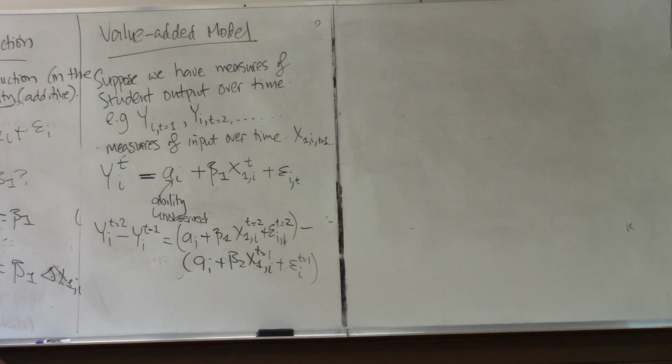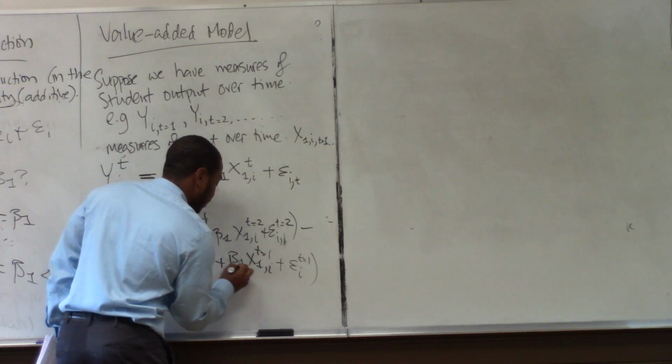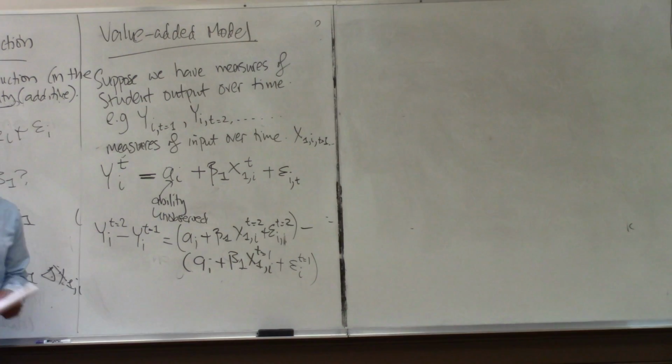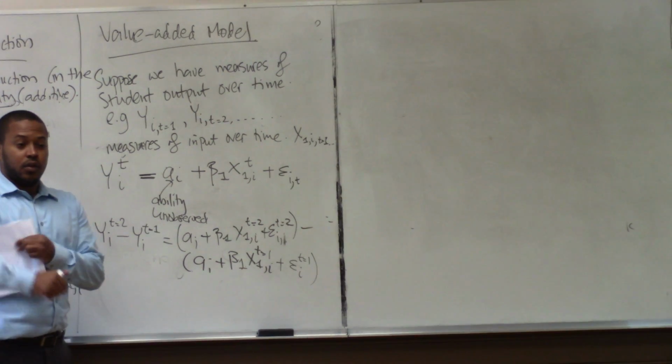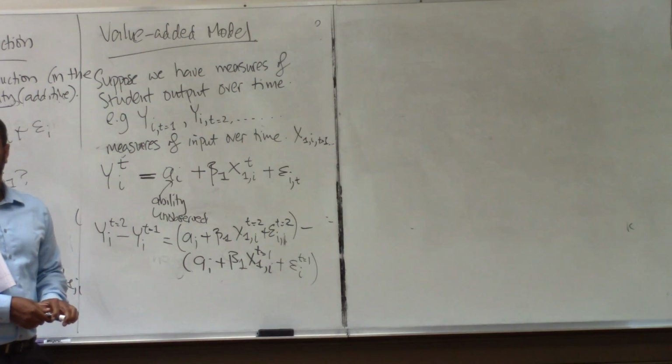On the bottom, should that just stay as a beta 1? This should be beta 1, yes, thank you. There are a lot of indices here, so please do go over this when you go home. Let me give you a moment to write that down. Does everyone have that so far?